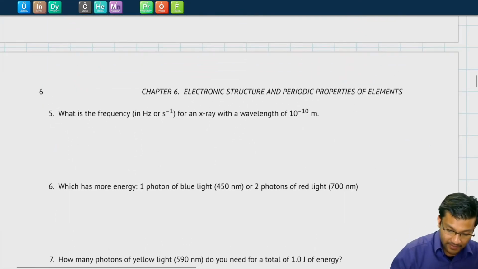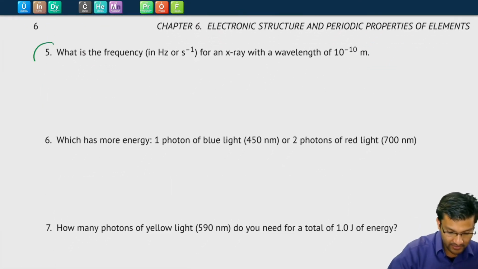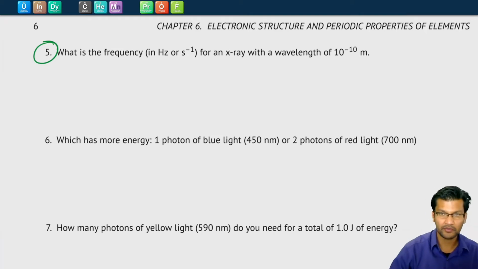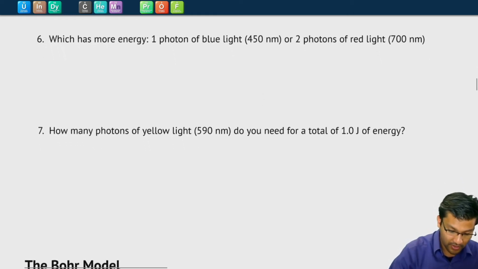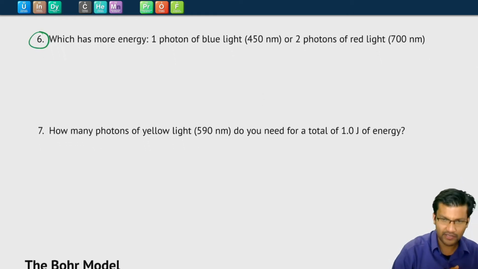Okay, with that in mind, you can go ahead and answer number 5 on your own. Number 5 is just relating the frequency and the wavelength of light, so you should be very comfortable doing this. And using the equation for the energy of one photon, try to answer number 6.